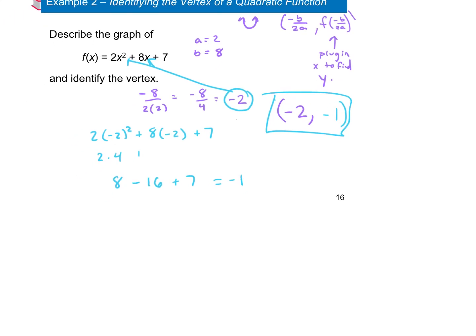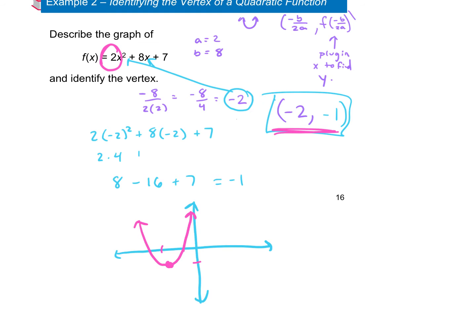Is that all we have to do? Well, I'm going to show you approximately what the graph would look like. This one just says describe the graph. But our vertex, we said, is going to be at negative 2, negative 1. So we go to the left 2, down 1. That's our vertex. Does this graph open up or down? Up, sorry. It opens up because our A is positive.